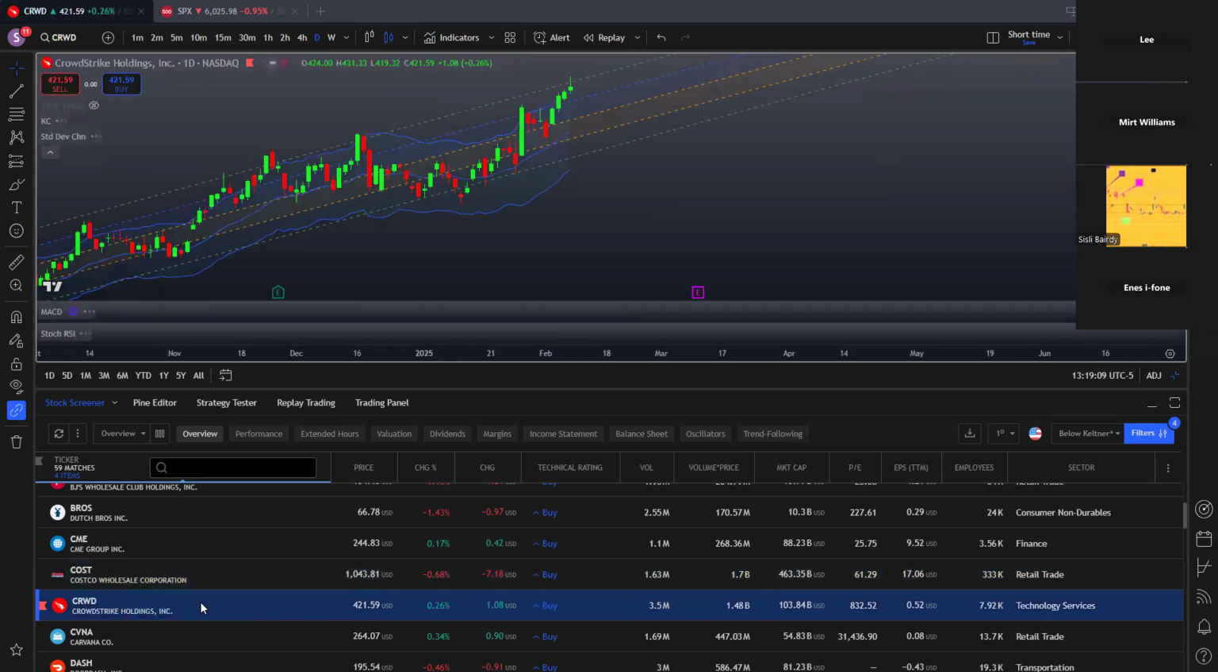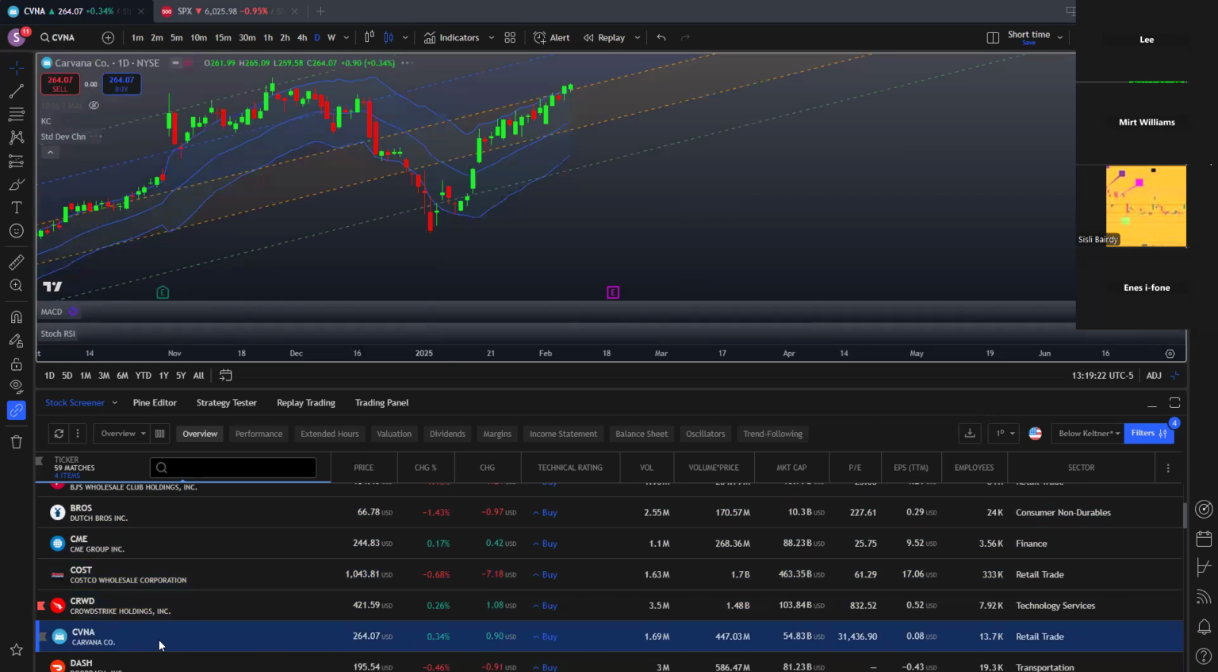CrowdStrike is on here. That one just got outside the Keltner channel. Nice candle, almost doji-ish candle. We're at what, standard deviation 2. Let's see what happens. Let's see if we get a pivot back down.